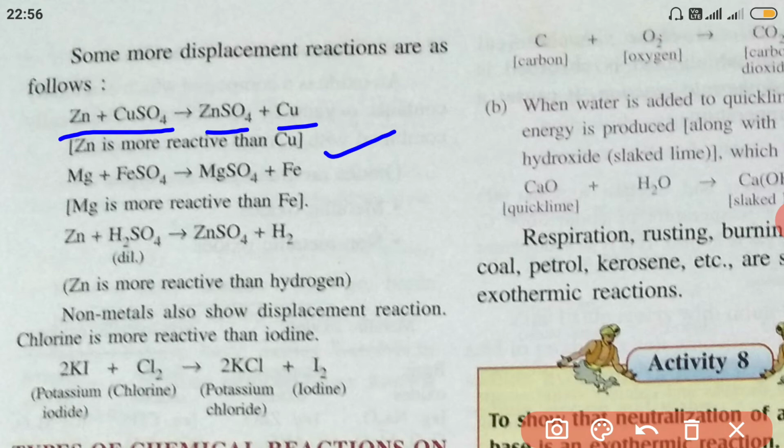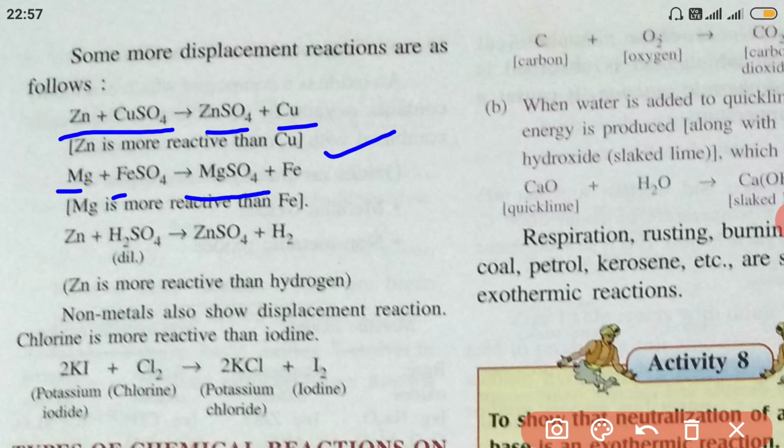Next we have magnesium and iron sulfate. Since magnesium is above iron in the activity series, magnesium can displace iron. Magnesium takes the place of iron and becomes magnesium sulfate, and iron is liberated alone. The next one is zinc and sulfuric acid. Zinc reacts with sulfuric acid to give zinc sulfate and hydrogen. Hydrogen is below zinc in the activity series, which suggests that hydrogen is less reactive than zinc, and zinc can displace hydrogen. A more reactive element can displace a less reactive element. That's what a displacement reaction is all about.